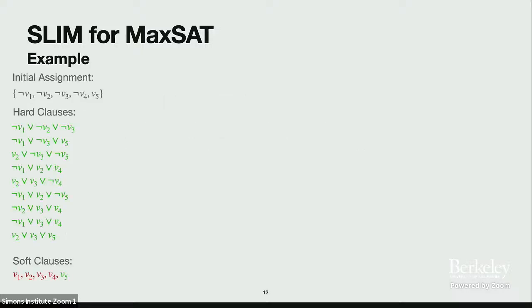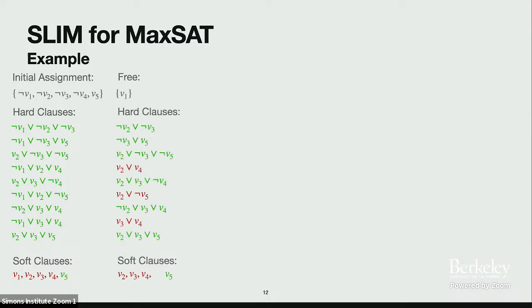So here's an example. It's the same example as before, but I colored the clauses green if they're satisfied and red if unsatisfied. We see that only one soft clause is satisfied, so it's a rather low score. But of course, all the hard clauses are satisfied. It's a feasible solution. So we pick a variable from a soft clause in the first step. We pick v1. We remove it from all the clauses, and now suddenly we have three unsatisfied hard clauses.